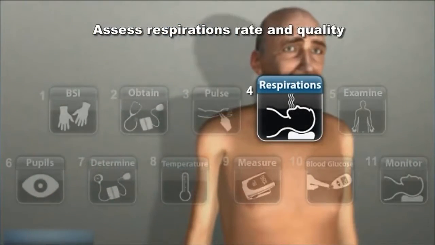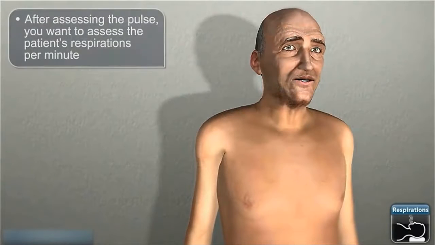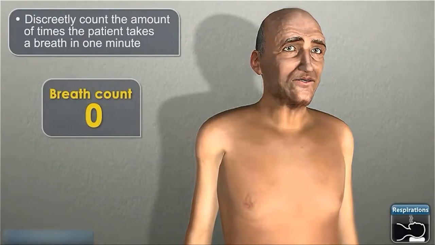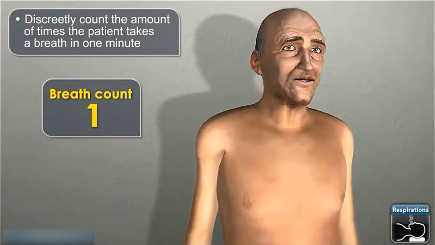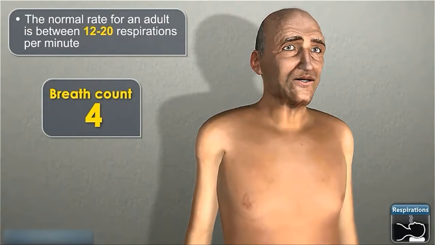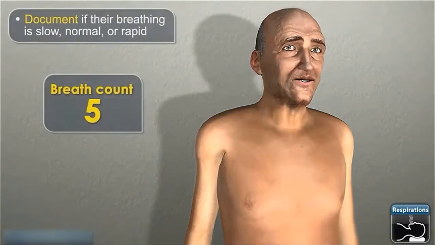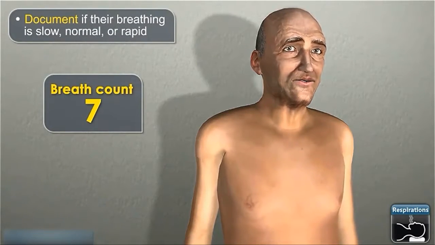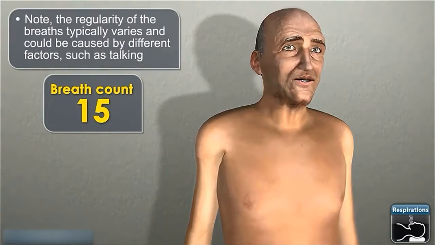Assess respirations, rate, and quality. After assessing the pulse, you want to assess the patient's respirations per minute. Discreetly count the number of times the patient takes a breath in 1 minute. The normal rate for an adult is between 12 and 20 respirations per minute. Document if their breathing is slow, normal, or rapid. Note, the regularity of the breaths typically varies and could be caused by different factors, such as talking.